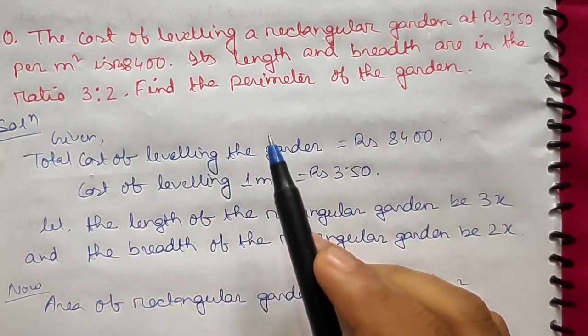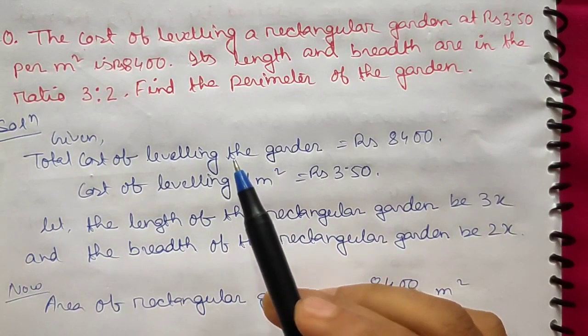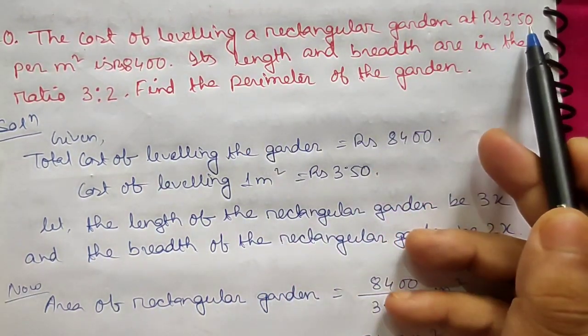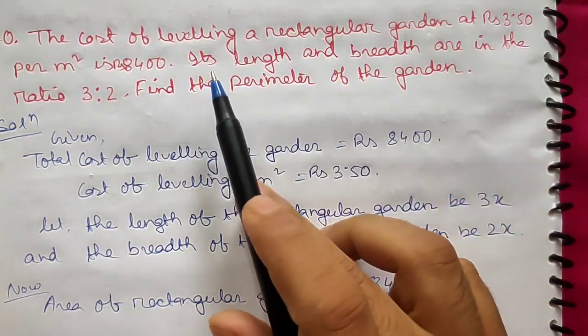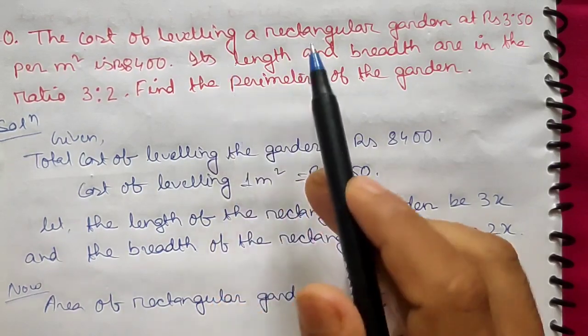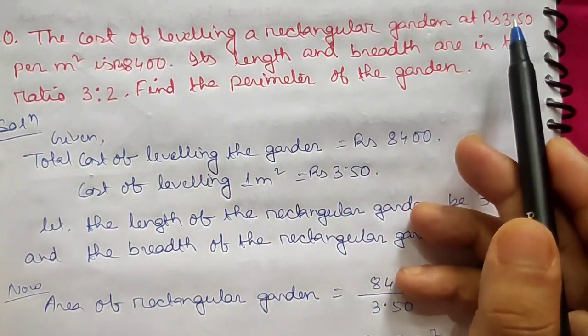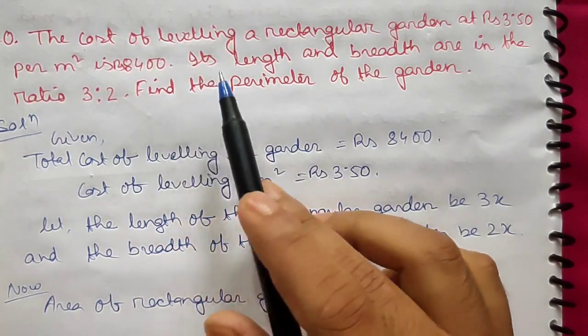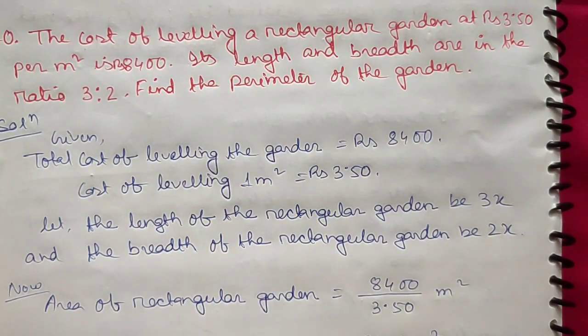It is given in the question that the cost of leveling a rectangular garden at rupees 3.5 per meter square, and the total cost of the rectangular garden is given. Okay, so 1 meter square costs rupees 3.5, and its total cost is 8,400. From this, we have to find the area of the garden. Okay, how will you find? We will divide the total cost by the cost of 1 meter square.